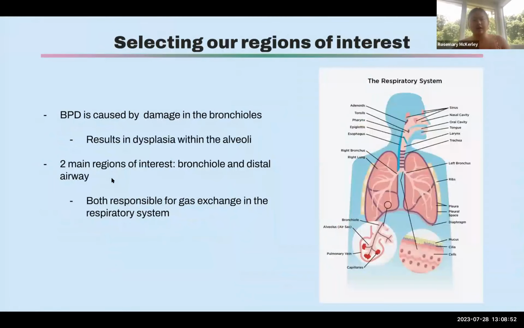So looking at when we actually get our samples, we had to decide which sections of the sample we actually wanted to image. BPD at its core is caused by damage within the bronchioles, and those are the major airways in the lungs. And that results in dysplasia within the alveoli, which are the little lung sacs, or the air sacs. So we identified our two main regions of interest, those being the bronchial and then the distal airway, which are just smaller little branches that go off of the bigger bronchioles. Both of those structures are responsible for gas exchange within the respiratory system, and that's the main area of concern with BPD.